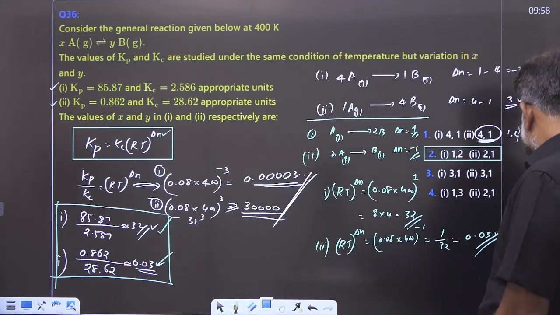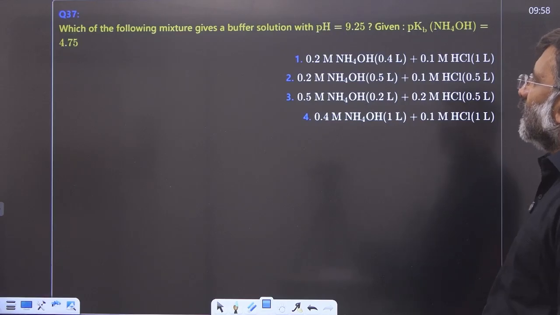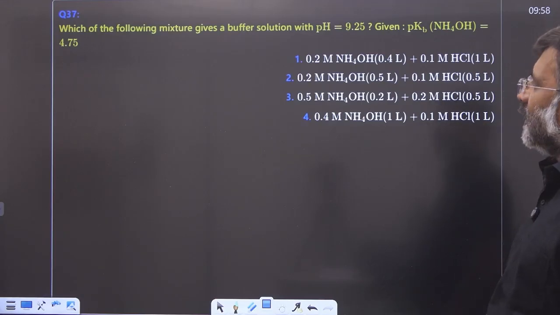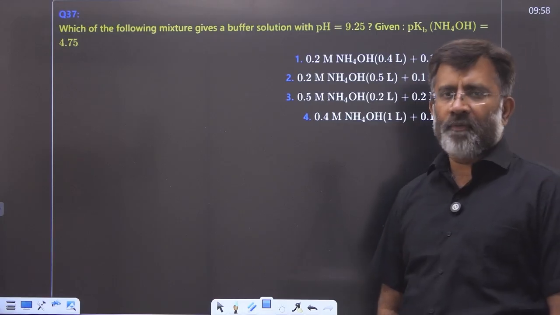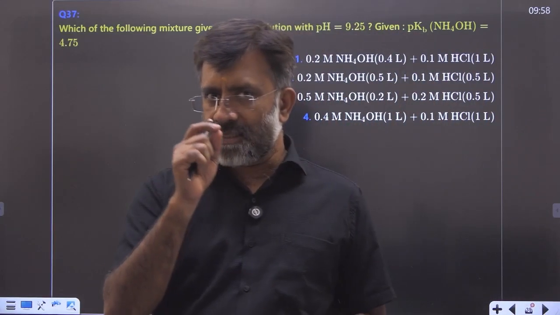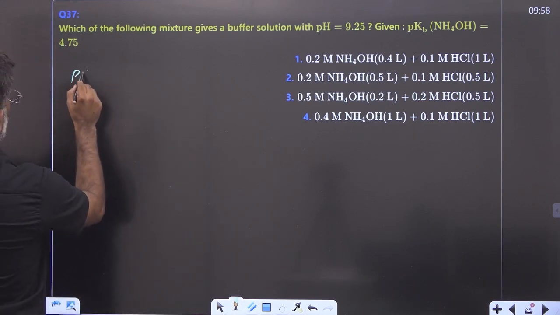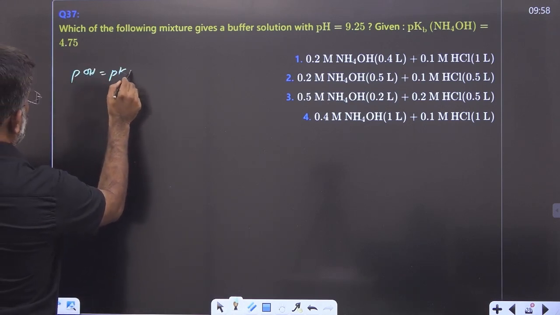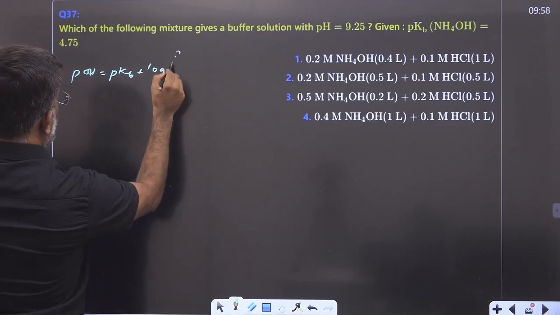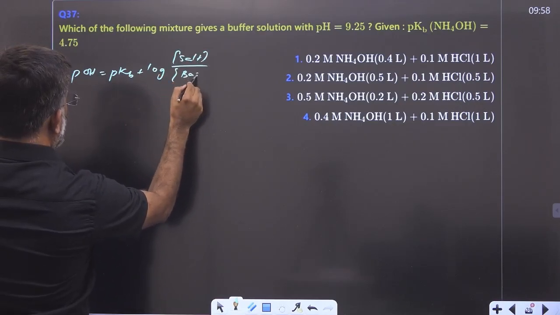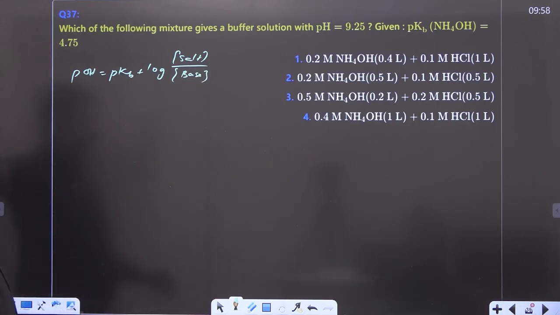Next. Which of the following mixtures gives a buffer solution with the pH equal to 9.25, given pKb of ammonium hydroxide 4.75? So we are talking about a basic buffer. So what is the equation for basic buffer? For basic buffer, pOH is equal to pKb plus log concentration of salt by concentration of base. That is the Henderson equation.